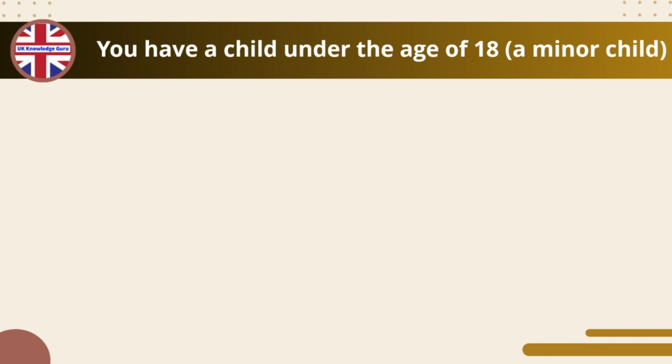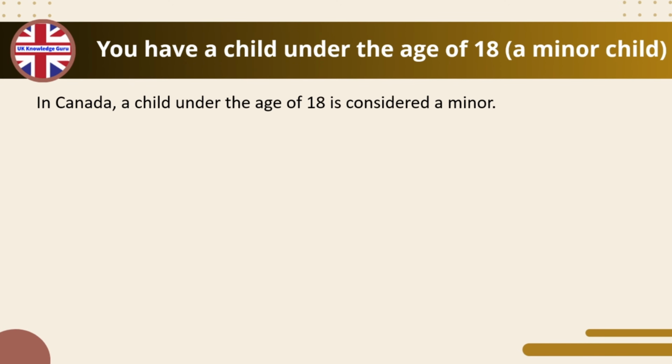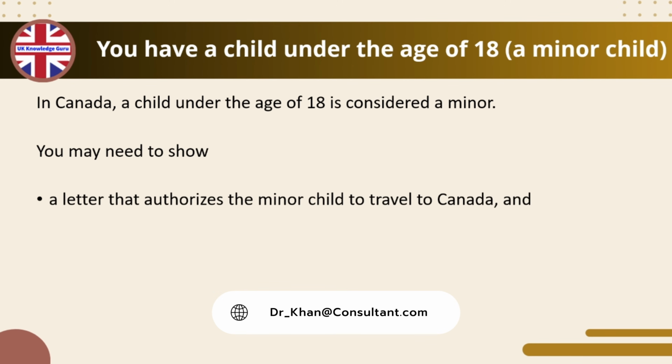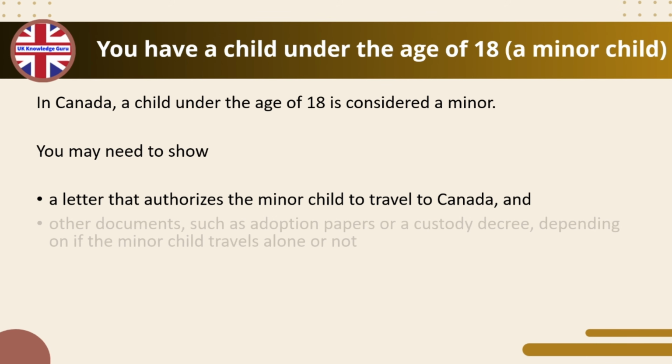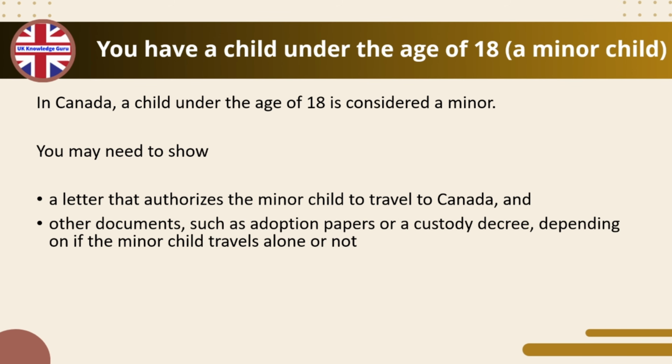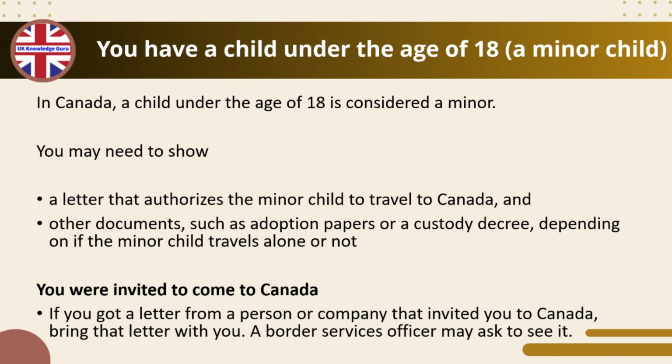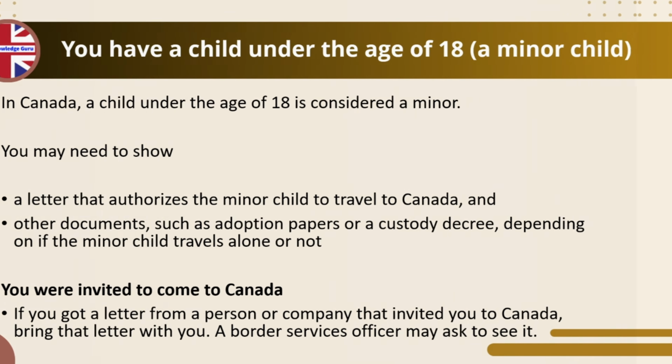If you have a child under the age of 18: in Canada, a child under the age of 18 is considered a minor. You may need to show a letter that authorizes the minor child to travel to Canada, and other documents such as adoption papers or a custody decree, depending on whether the minor child travels alone or not. If you were invited to come to Canada and got a personal letter or a company invitation, bring that letter with you. Border services may ask for it.